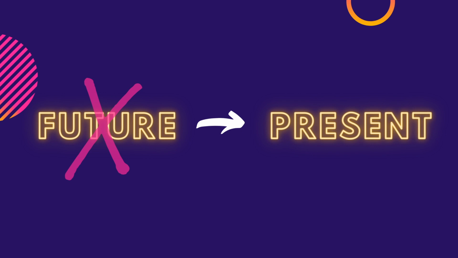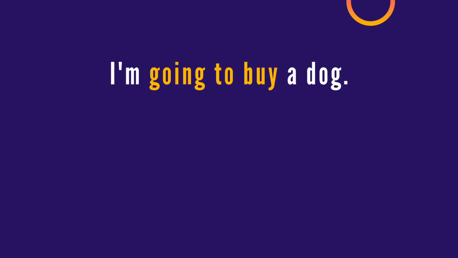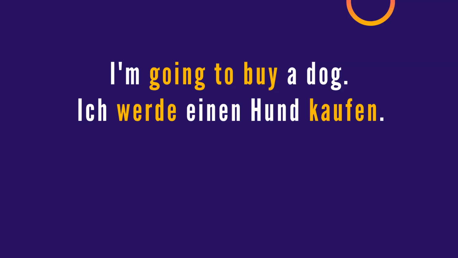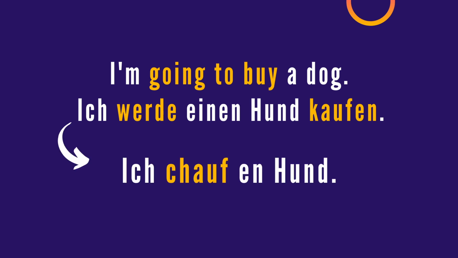Future. A future tense doesn't exist in Swiss German. Instead, we use the present tense. So if you want to say, for example, I'm going to buy a dog. Ich werde einen Hund kaufen. In Swiss German we say, ich kauf einen Hund. And people would understand. We can talk about the future and still use the present.